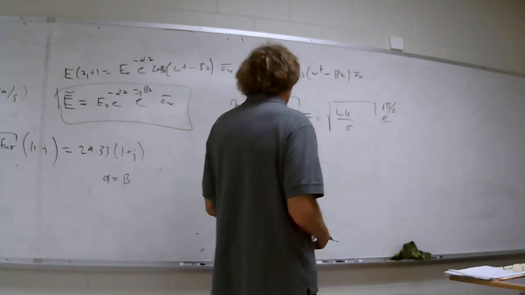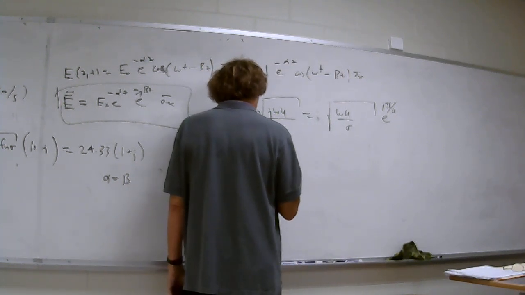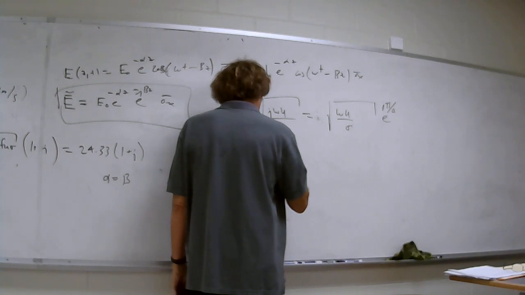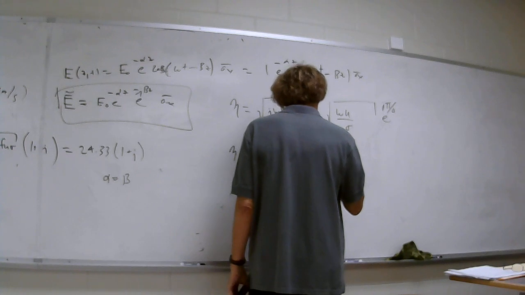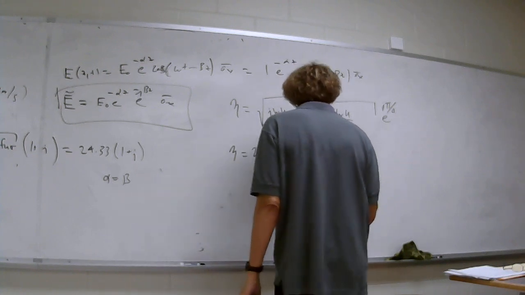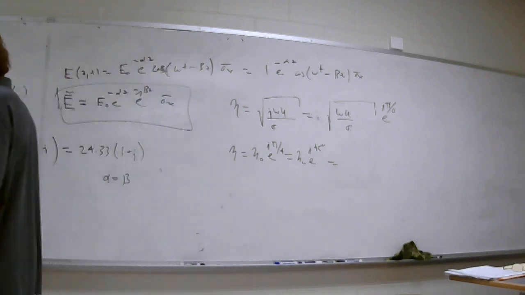Okay. That's the impedance. What is our impedance? Well, it's really some eta naught e to the j pi over 4. And if you like, it's eta naught e to the j 45 degrees, if you want to put things in degrees. Now we need eta naught. What is the square root of omega mu over sigma? It's small.